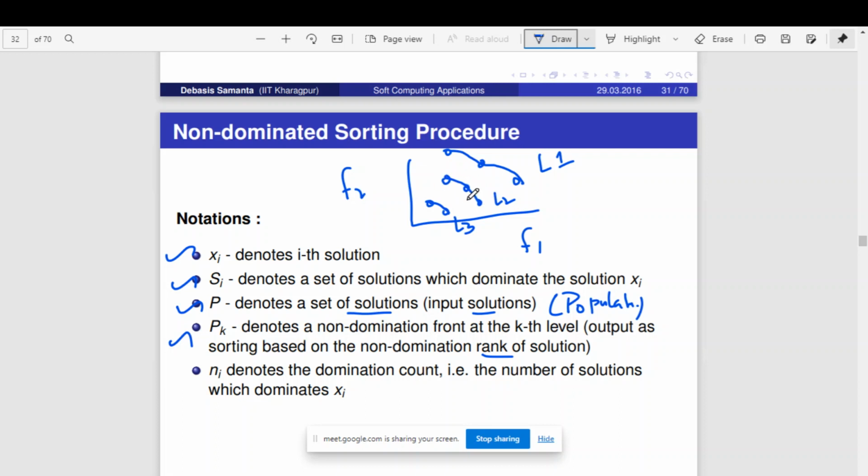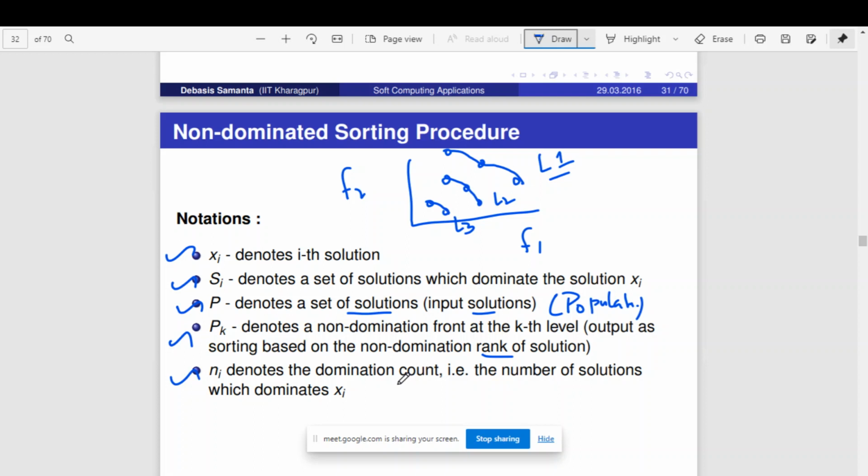Out of these 3, nobody is dominating them. But these 3 solutions were dominated by these 3 solutions. Okay. So this is level 1. In level 1, we have these 3 as the non-dominated set. In level 2, we have these 3. Okay. So Pk denotes a non-dominated front at the kth level. At the given level, what are the non-dominated individuals? Okay.